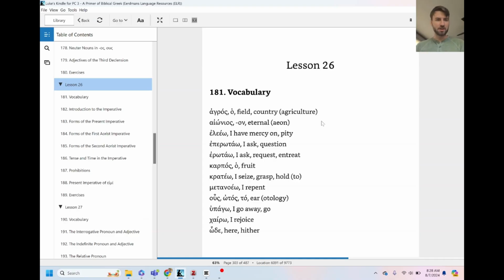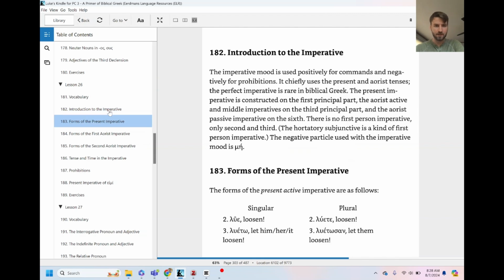Okay, now we are on lesson 26, which is an important chapter here on the imperative. We have them in English, right? They're commands, or even requests to do something. So I don't think imperatives are too hard to understand.